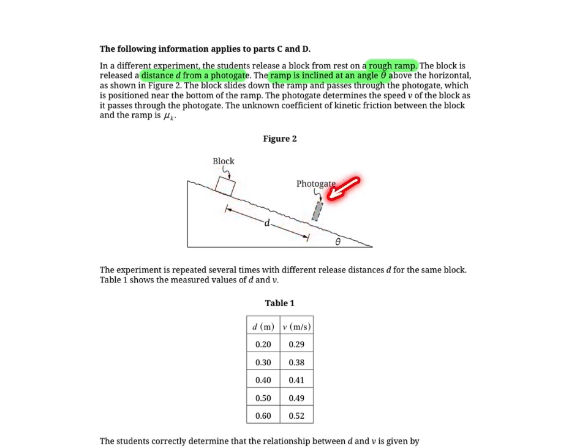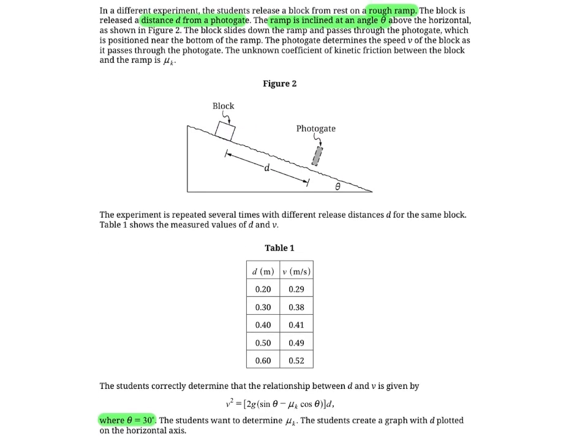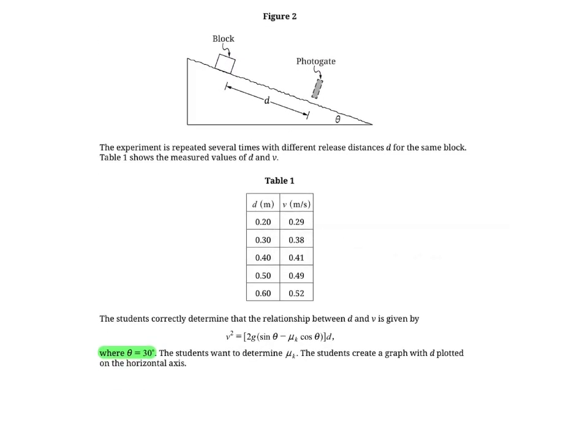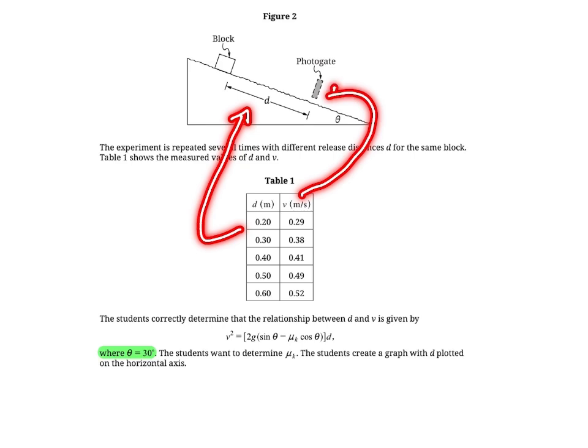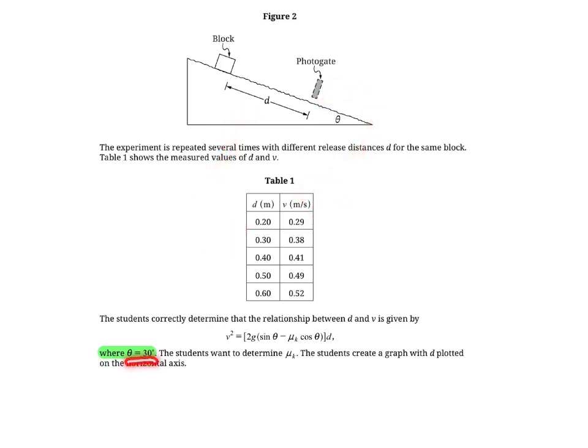So what is the function of this photo gate? It is used to determine the speed of the block. So when the block passes through this photo gate, its speed is recorded. And corresponding to this experiment, readings, that is distance d, corresponding to which the velocity recorded by the photo gate is given. And the angle of inclination theta is given to be 30 degrees.